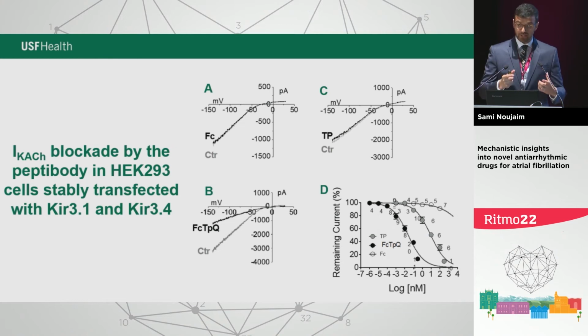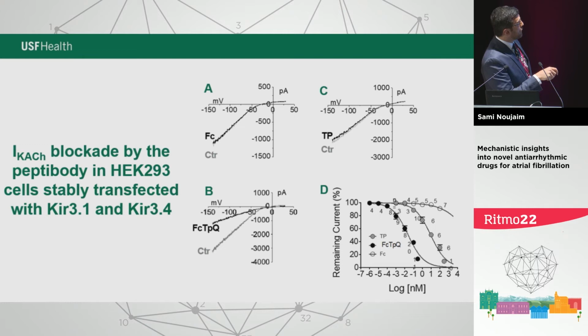We took the HEK cells and we transfected them with Kir3.1 and Kir3.4, which are the molecular correlates of IKACh. And the HEK cells would provide for us a clean system where we can measure this expressed current without contamination from other currents.